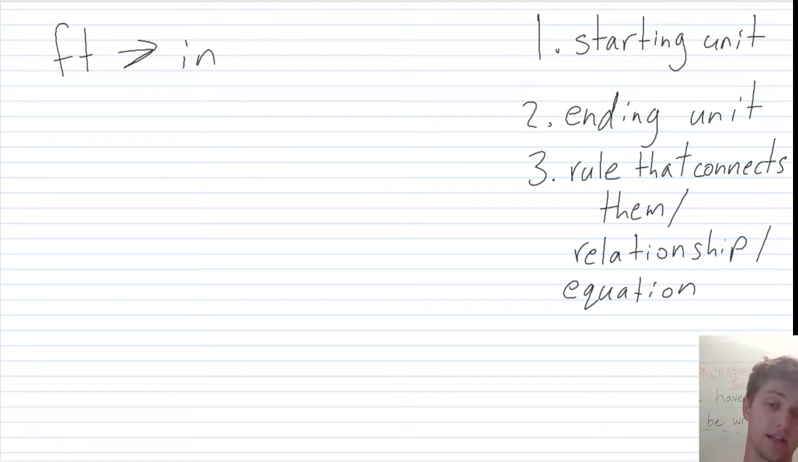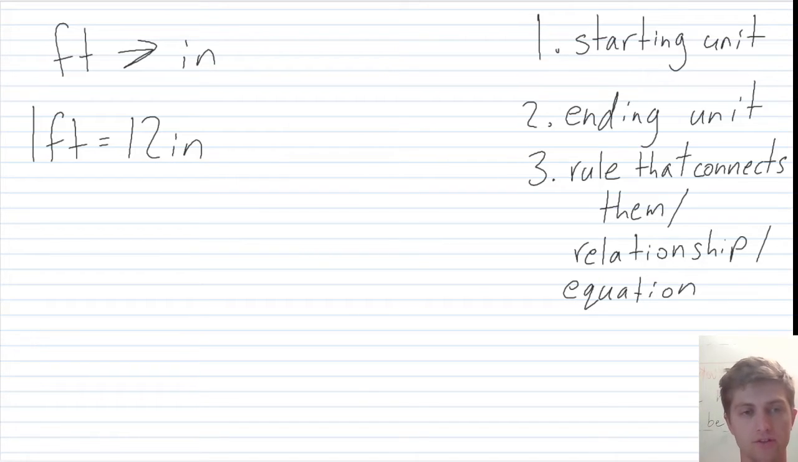So let's take a look at what we got. If we want to convert feet into inches, we know our starting unit, we know our ending unit, but what is the rule that connects them? What's our equation that connects feet to inches? What's the relationship between feet and inches? I'll just give this one to you, and you'll think about future ones. So 1 foot equals 12 inches. That's a rule. We know that 1 foot equals 12 inches. It's an equation, and it's also a relationship. I'll show you how we use this in a second.